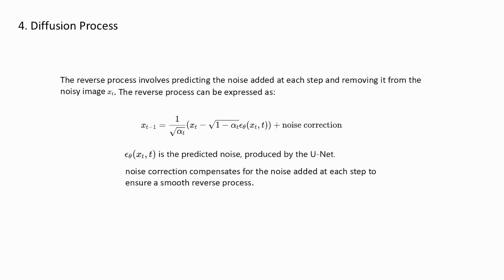The reverse process involves predicting the noise added at each step and removing it from the noisy image xt. The reverse process can be expressed as follows. Epsilon theta is the predicted noise produced by the U-Net. Noise correction compensates for the noise added at each step to ensure a smooth reverse process.